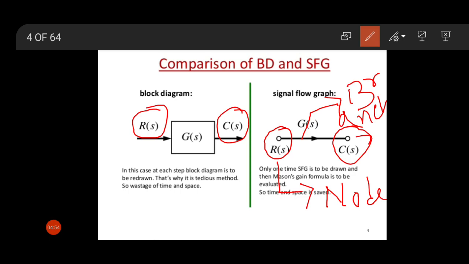Clear? So this is our block diagram and this is our signal flow representation. In signal flow, we have seen that the two nodes, input and output, are represented by nodes, and these two nodes are connected by an arrow, and this arrow is called a branch.